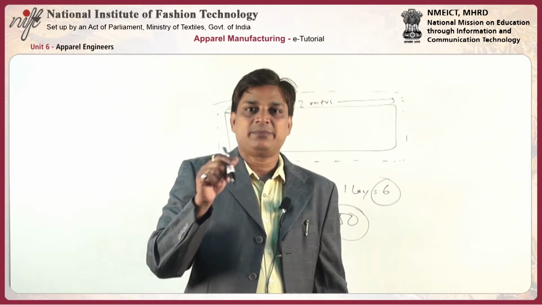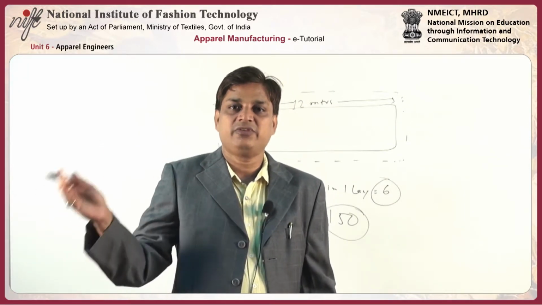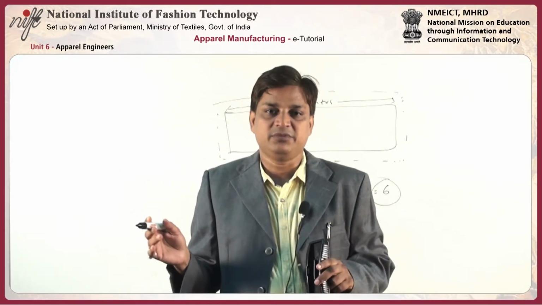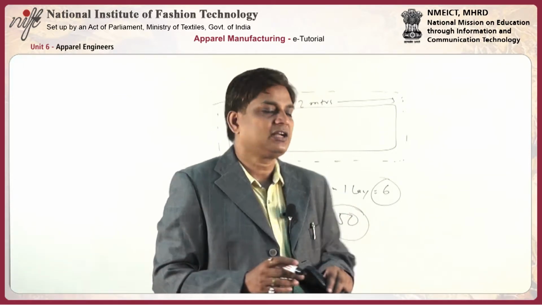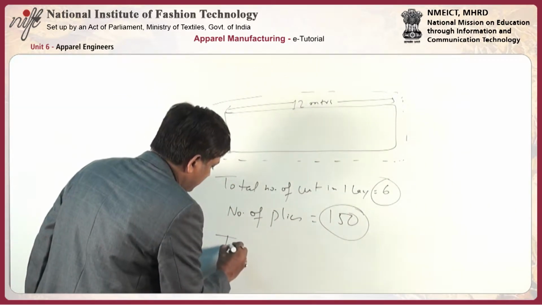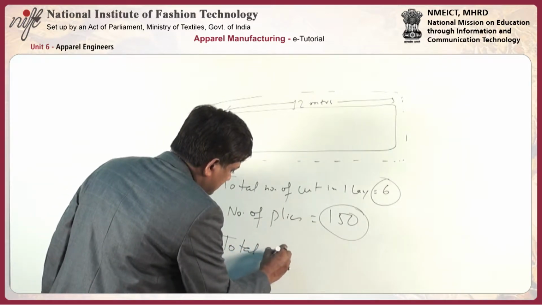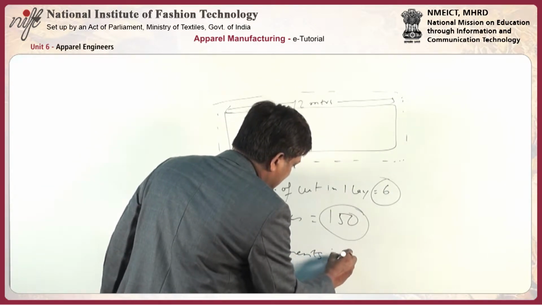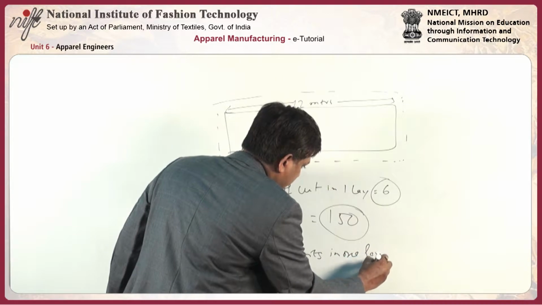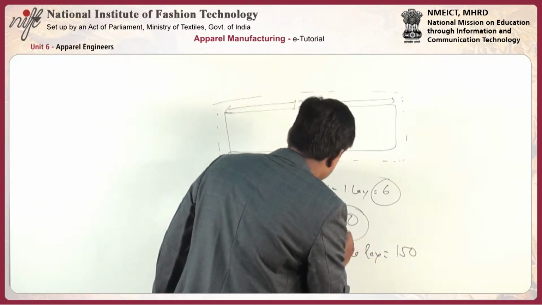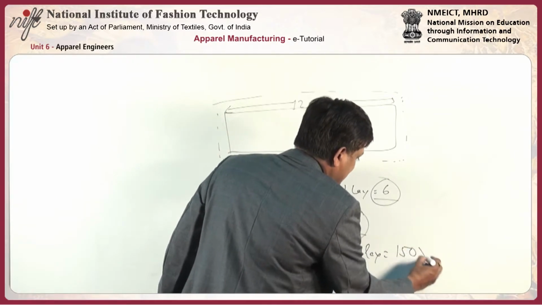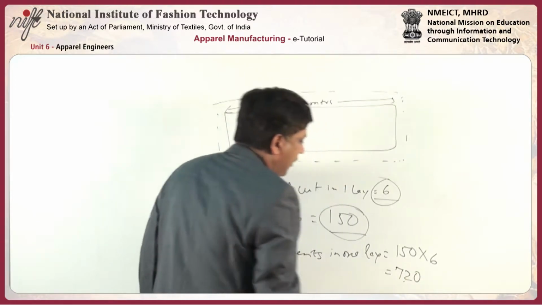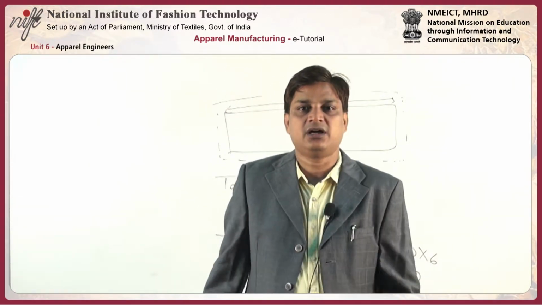So in this particular case we have taken the example of a 6-way marker. My marker length will be 12 meters and the number of plies is 150. So how many total garments can be cut in one lay? It will be 150, that's the number of plies, times 6, the number of ways of the marker.